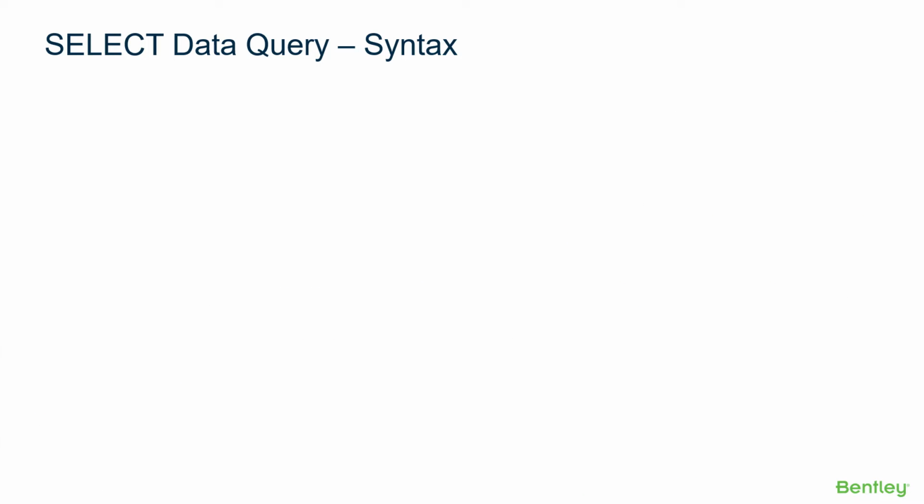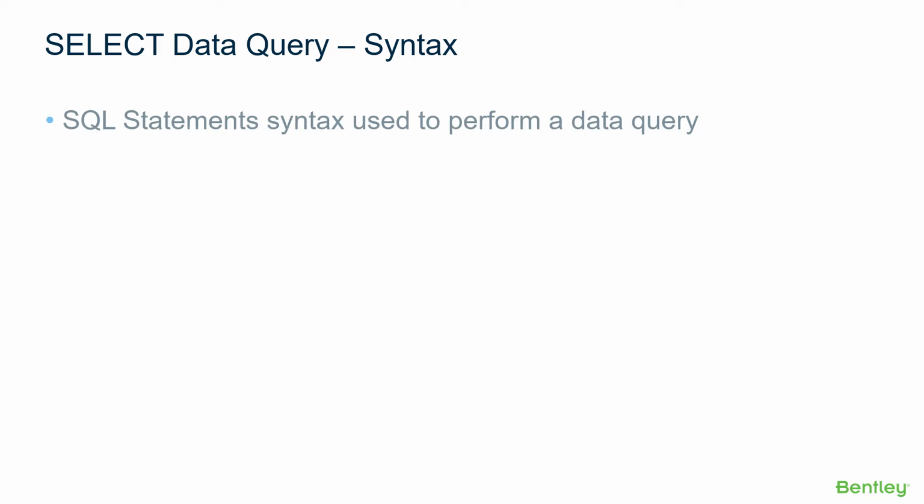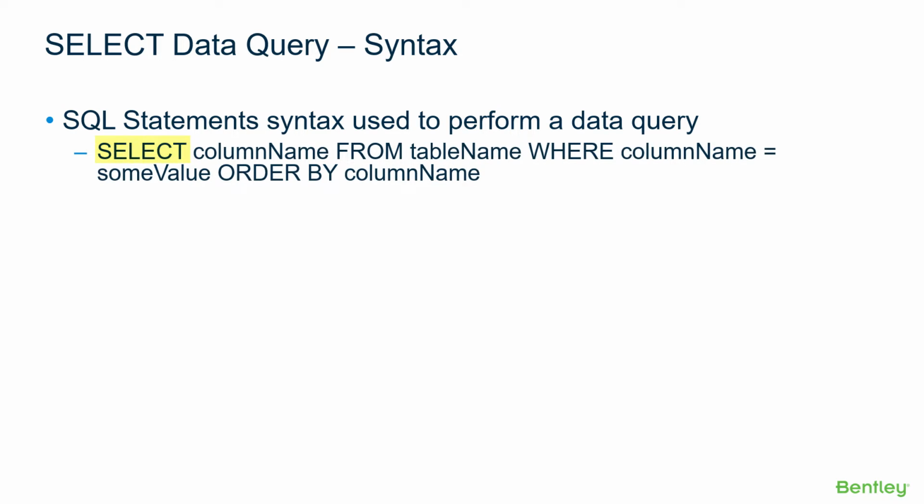Let's look at the select data query syntax or structure for a lookup table. The select query is in the form of a SQL database statement. Let's review the syntax parts of the query. The SQL statement syntax used to perform a data query are select a column name from a table name where column name is equal to some value, and it can be ordered by the same or a different column name.